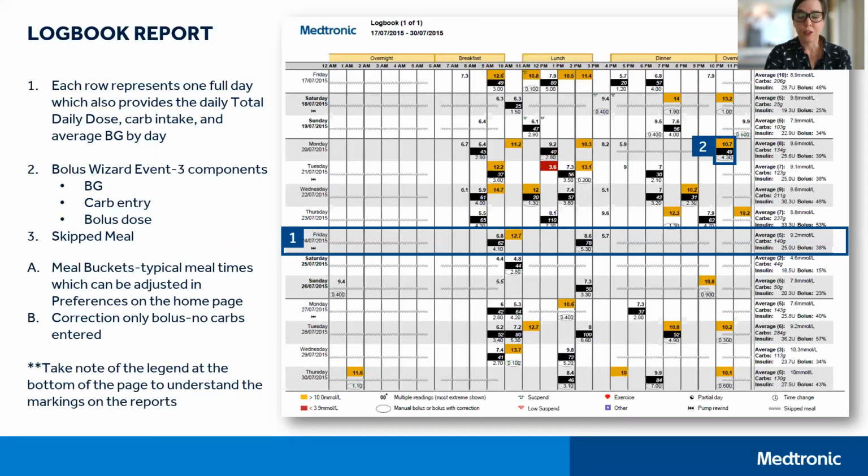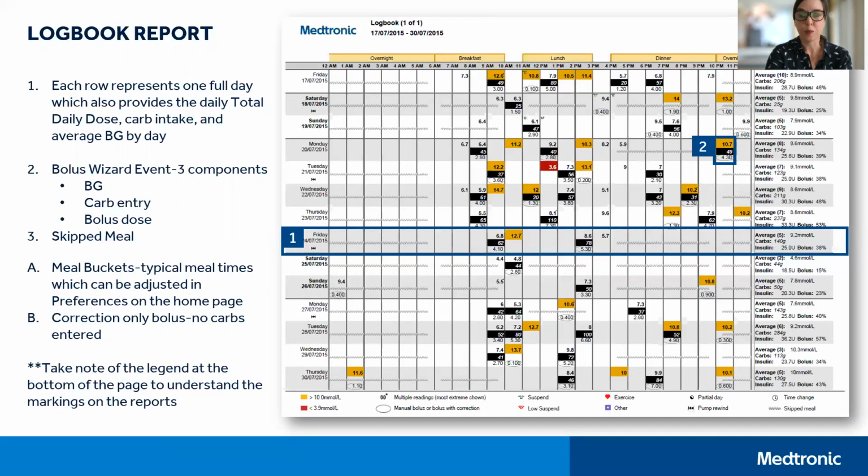If I can draw your attention to this segment here, this shows us bolus wizard use. So you can see here, the blood sugar is entered as 10.7 and it's highlighted in gold, as would be all blood sugars represented as above range. And so this is something you can adjust in your preferences, but the default would be 3.9 to 10. Anything higher than 10 would be highlighted in gold. Anything lower than 3.9 would be highlighted in red.